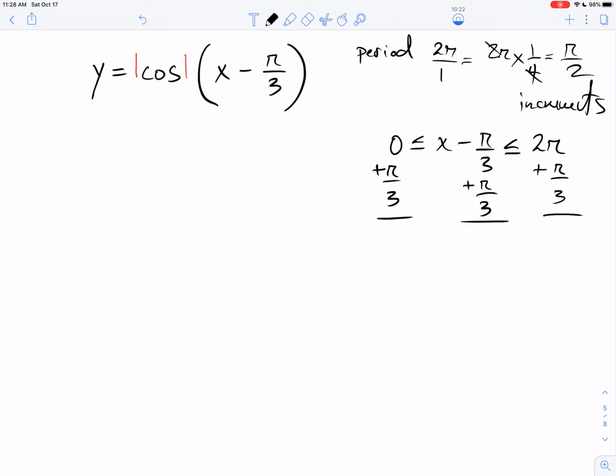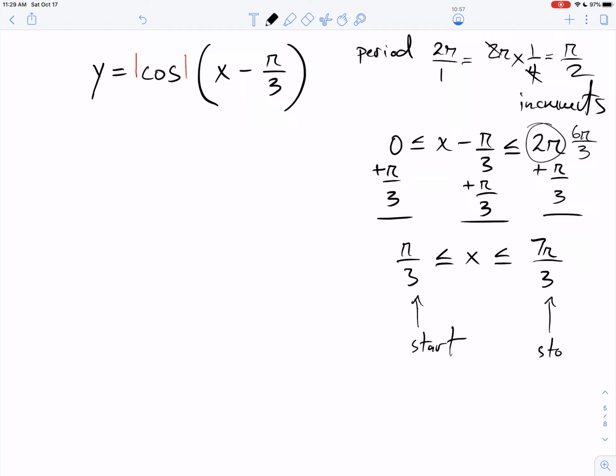Then 0 plus pi thirds, I get pi thirds. My graph is going to be between positive pi thirds and, now here's the thing, if you're adding 2 pi plus pi thirds, they're always going to work in improper, so I'm just going to show you, they might just change this to 6 pi thirds, right? So it's got a common denominator, and then you go 6 pi thirds plus a pi third, that would be 7 pi thirds. So what am I talking about? There's my start, and there is my stop.